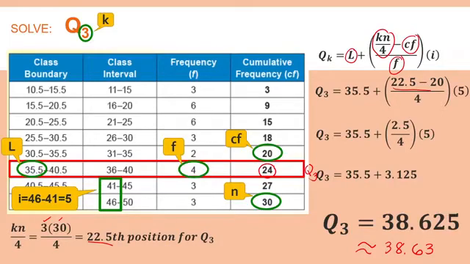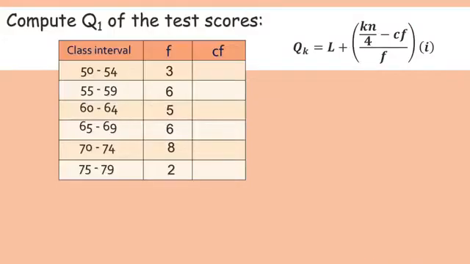Now, let's proceed to another set of data. So we have here another set of data. Let's compute quartile 1. But before having that, let's solve CF first. So what will be the first thing that you're going to write over the CF? The number 3. Next to number 3, down. What should be written below?